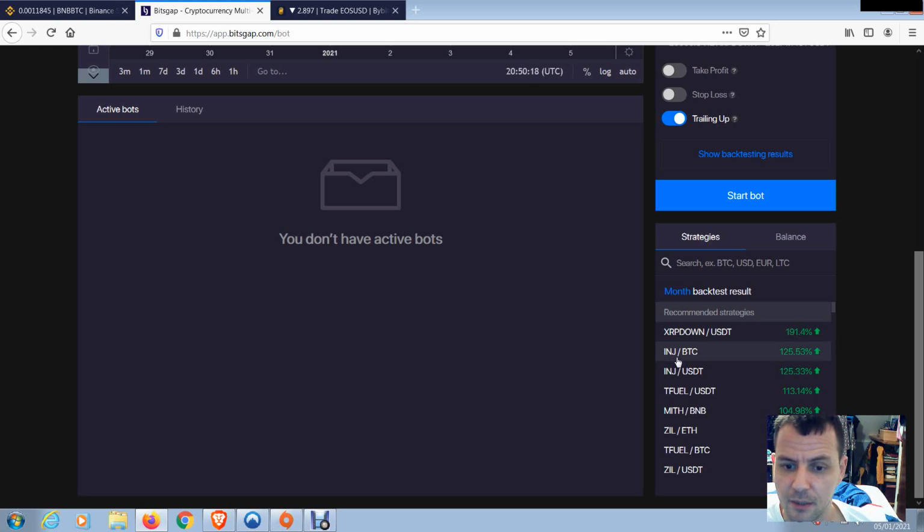If we look at this example here, the INJ to BTC, if you started that with $1,000 worth of Bitcoin, because that's what this base pair is, this is a Bitcoin, you would have doubled your amount of Bitcoin basically in the form of bot profit. You started with $1,000 of Bitcoin, you would have now $2,000 of Bitcoin, or obviously more than that because Bitcoin's gone up during the last month.